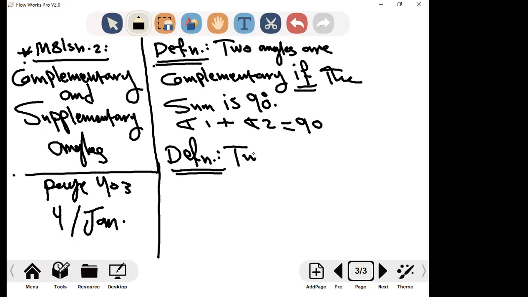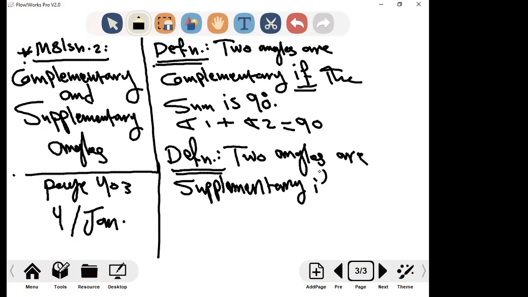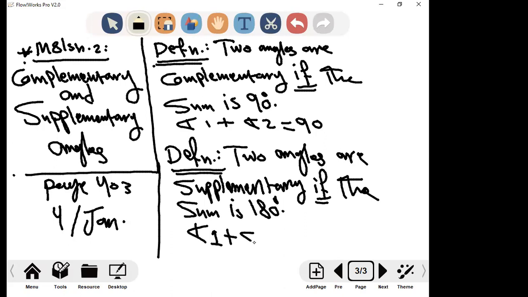Two angles are supplementary angles if the sum is 180 degrees. When I say angle 1 plus angle 2 equals 180 degrees, it means angles 1 and 2, we call them supplementary.